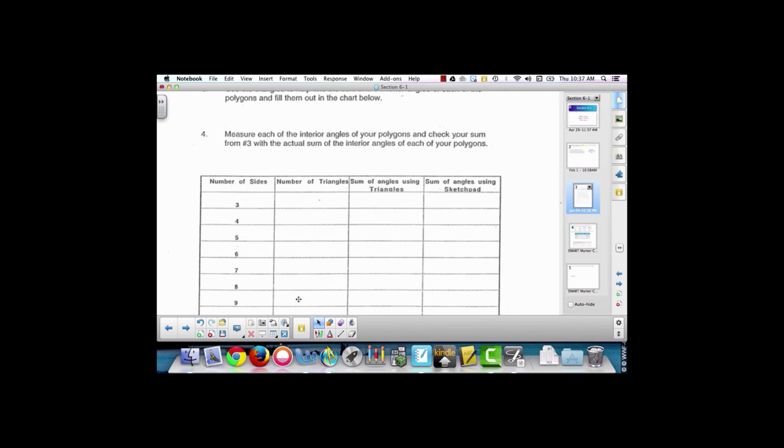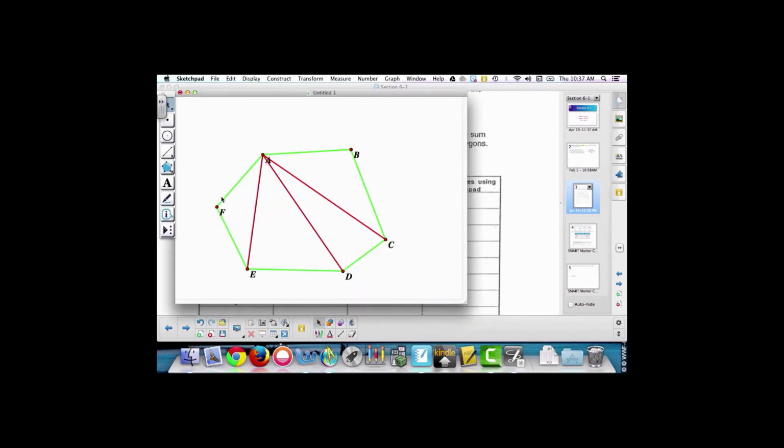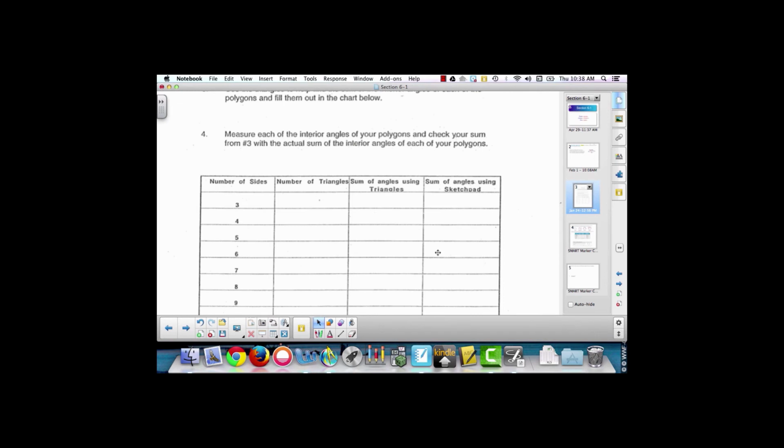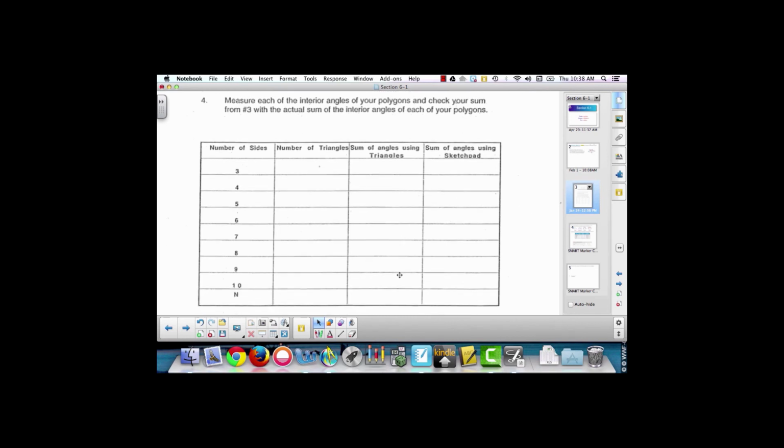Then I'm going to check my answer using Sketchpad. So I'll go ahead and measure all the angles of this particular polygon. Notice I'm only measuring the interior angles of this polygon and not the angles made by the diagonals. Okay, now that I've got my 6 angles, I'm going to go ahead and add them up. And this is the sum of all the interior angles using Sketchpad. Check to see, do these match? And is this a good method for figuring out the sum of all the interior angles in different polygons?